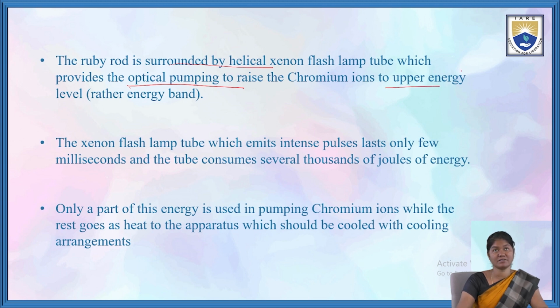The ruby rod is surrounded by a helical xenon flash lamp, which provides optical pumping to raise the chromium ions to the upper energy level. So here we are using optical pumping. Through the optical pumping technique, we raise the chromium ions to the upper energy level. The xenon flash lamp emits intense pulses that last for only a few milliseconds, and the tube consumes several thousands of joules of energy.